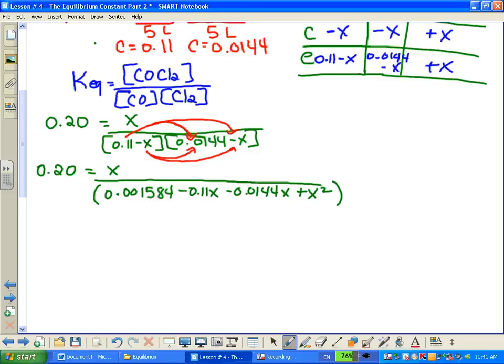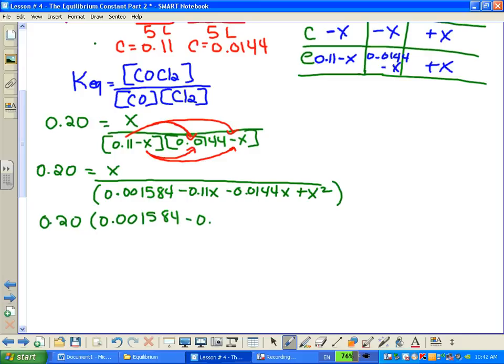At this point, I want to get all the like terms together, but I want to get this out of the denominator here. So in order to bring it to the other side, I'm going to have to make it division on the right hand side. So when I bring it over to the left hand side of the equation, I'm going to have to multiply it times 0.20. So now I'm going to have 0.20 times 0.001584. And now I can actually put these like terms together, so I can put those x's together.